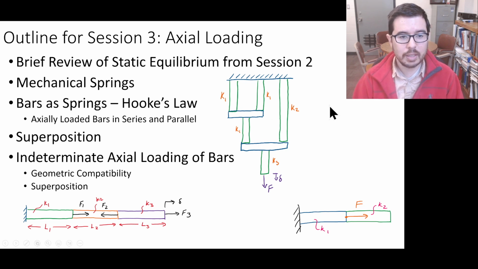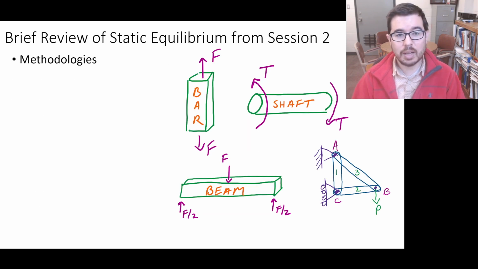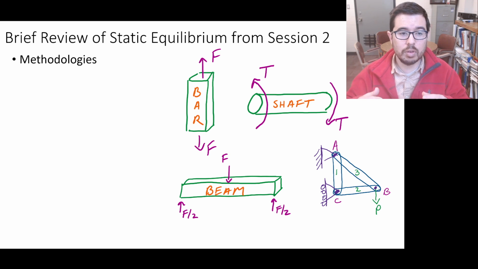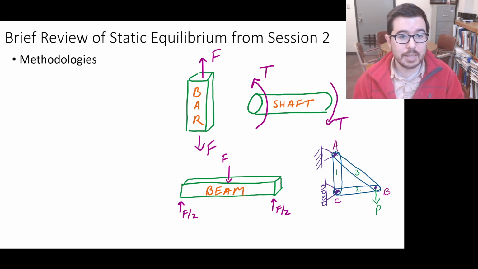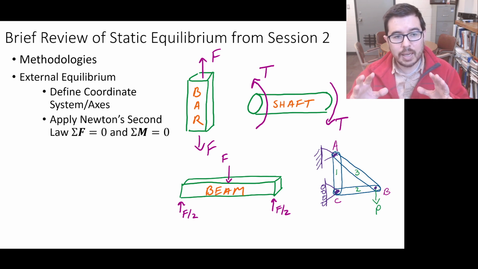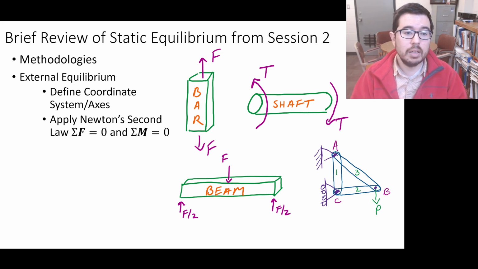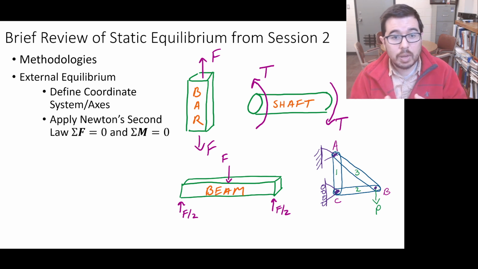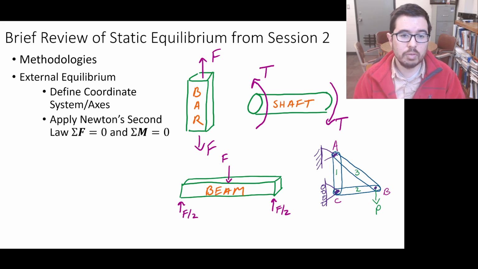So briefly, the last time we met, we discussed methodologies for using static equilibrium to describe the external forces and the internal forces on bars, shafts, beams, and trusses. And the basic idea is that first we want to solve for the constraint forces or the reaction forces externally acting on one of these primary structures. And we want to use some type of coordinate system when we're doing that. And as we apply Newton's second law, both for forces and moments, we're able to calculate these external forces acting on the system.